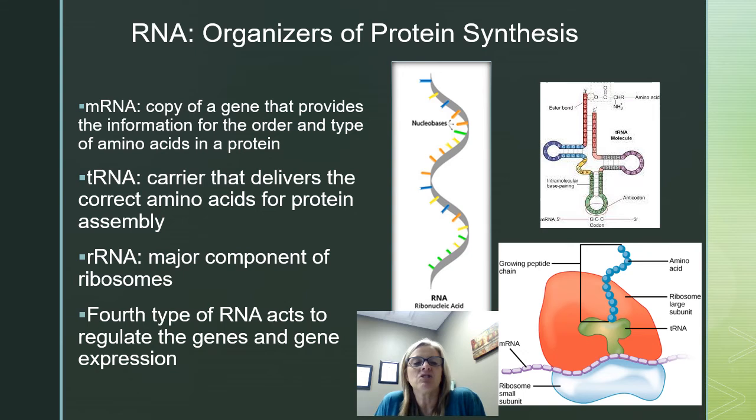mRNA is messenger RNA, and that's a copy of a gene that takes that information for the order and type of amino acids in a protein. It's going to carry that information, and then transfer RNA is going to actually go get the amino acids together for protein assembly, and that is this one right here. And then our RNA is going to be ribosomal RNA. That's where we make our ribosomal subunit, is the major component of ribosomes. And then we have some other types of RNA, as I said, that act to regulate genes and gene expression.